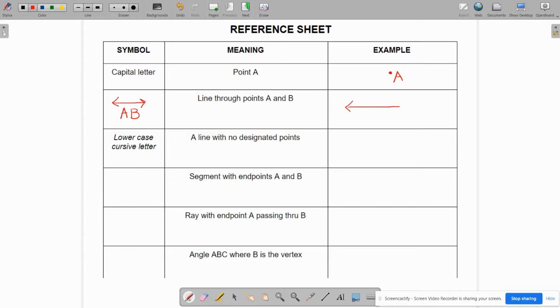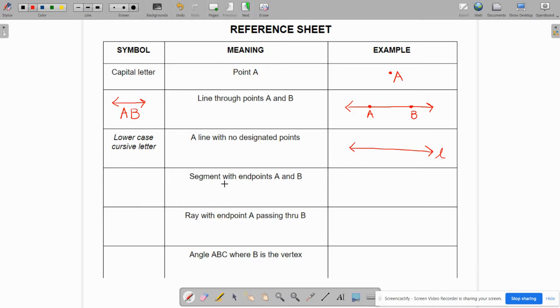So that would look like this, a line through the points. You can see the points on there, points A and B. The key is that you have arrows. If the line doesn't go through designated points, so maybe you just have a line drawn like this, you can actually label it with a lowercase cursive letter. Oftentimes you'll see letter L used, but that doesn't mean that's the only letter that you can use.